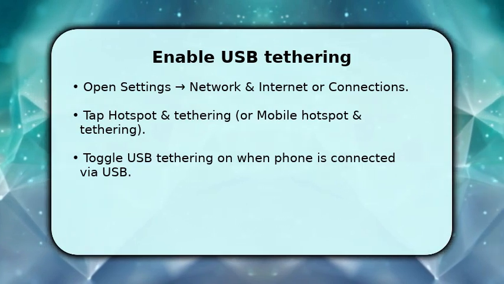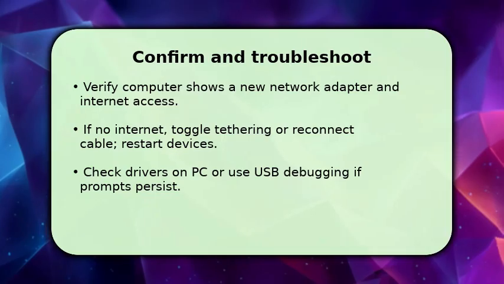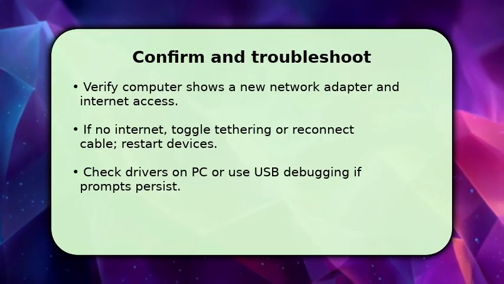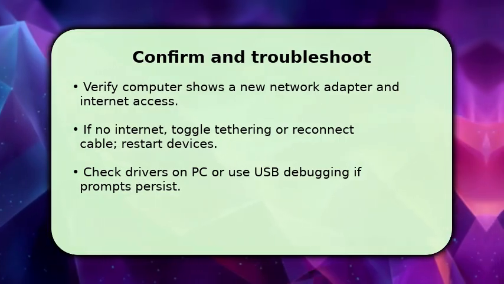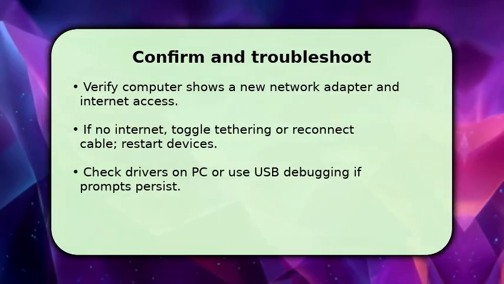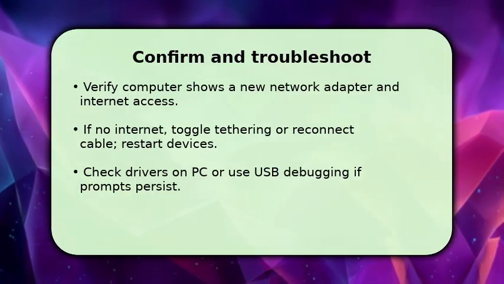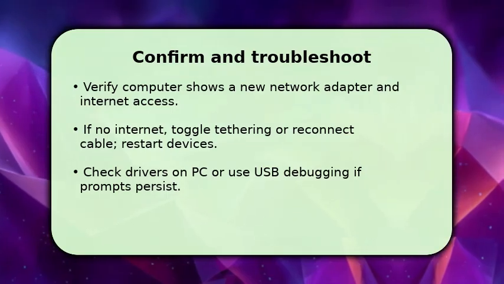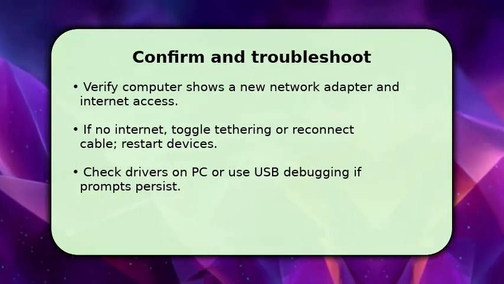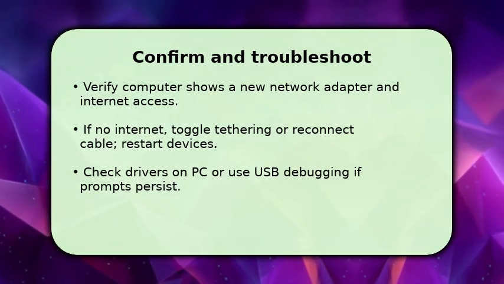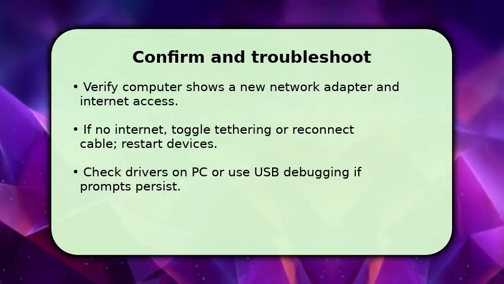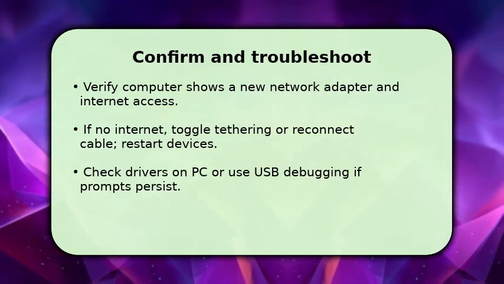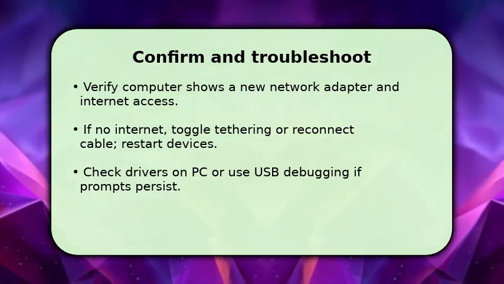Finish by verifying the connection and addressing common failures. On your computer, confirm a new network adapter appears and that web pages load. If not, toggle USB tethering off and on, replug the cable, or reboot phone and PC because drivers sometimes fail to initialize. Make sure the PC has required USB network drivers. Install or update them if needed. If prompts about USB debugging or permissions appear, enable them temporarily to resolve handshake issues. This ensures a stable connection.